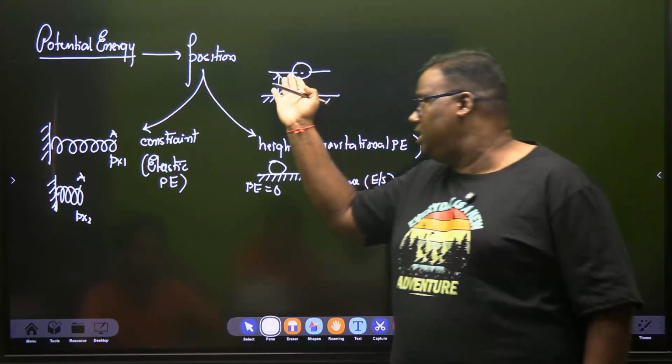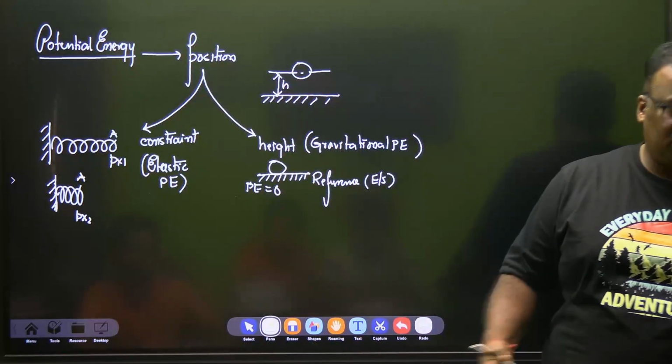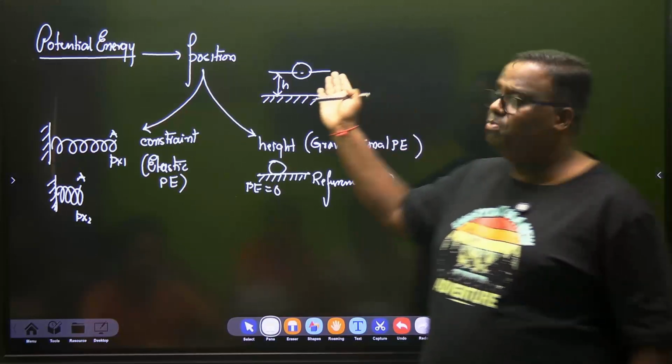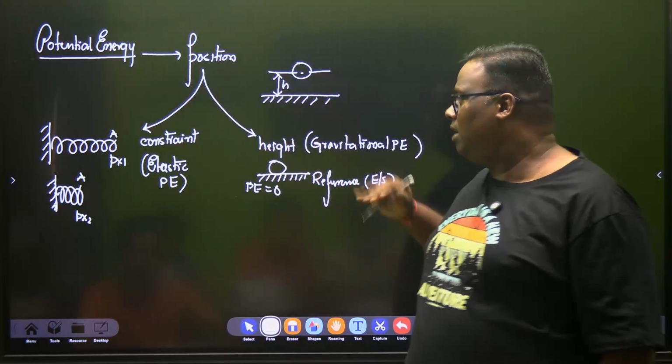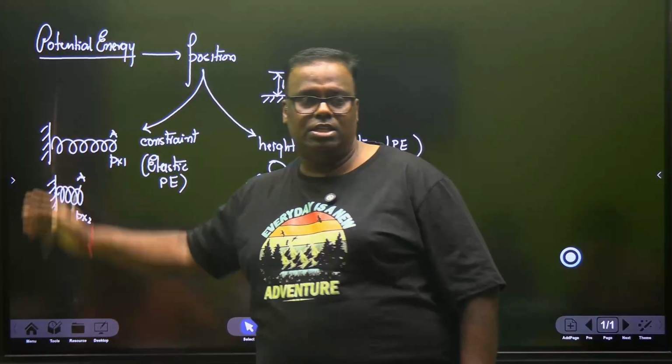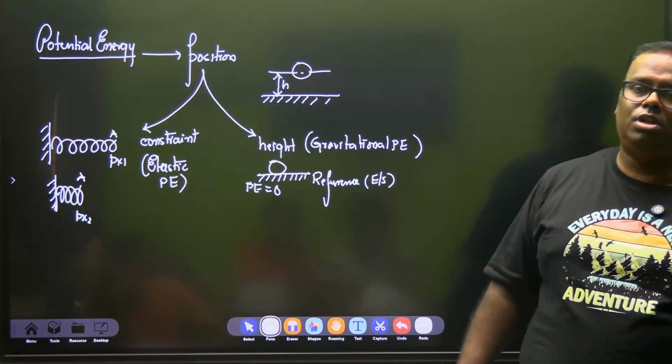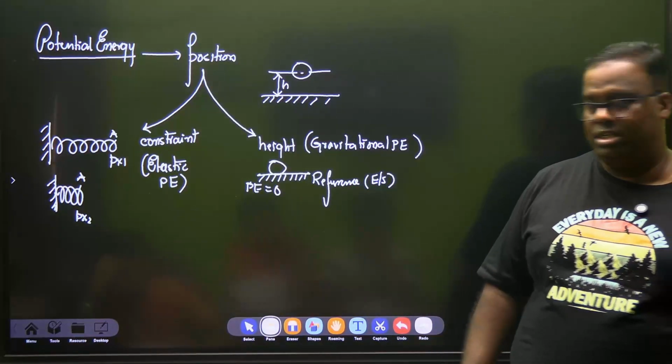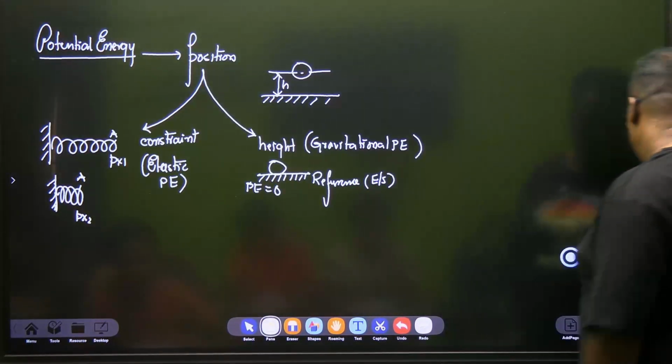Once a body has changed a little bit of height, does its position change? Yes. So this body's potential energy will change. We at our level will not be talking about elastic potential energy. We will be talking more about gravitational potential energy. Now, let's see how to derive the expression for gravitational potential energy.